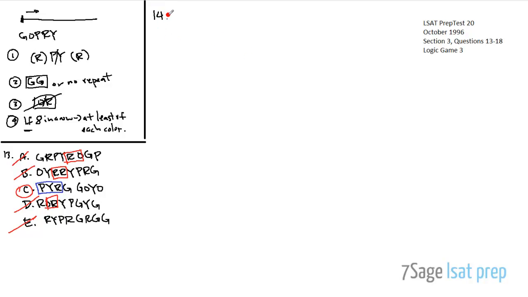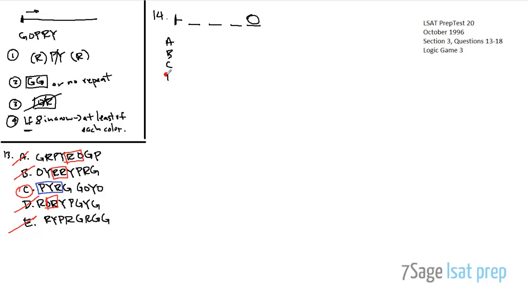Okay, so now 14. It says that if the orange bead is the fourth one from the clasp, so the clasp is here, and then 1, 2, 3, 4. The orange bead is right here. We don't know whether there's more. That's important to realize. We don't know whether there are any more, but we do know that orange is fourth from the clasp. Which of the following is a pair that could be second and third respectively?